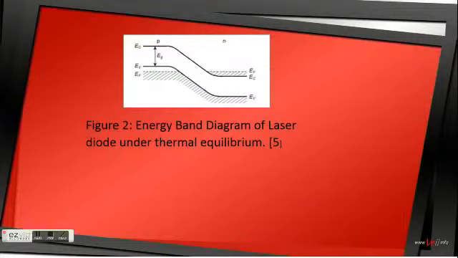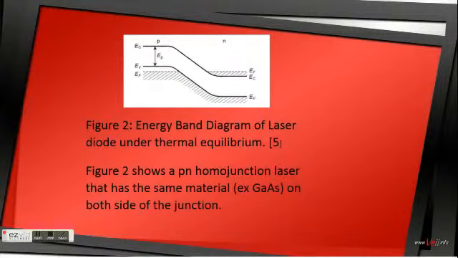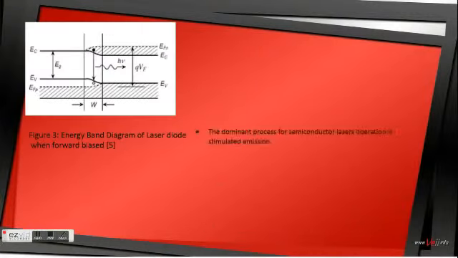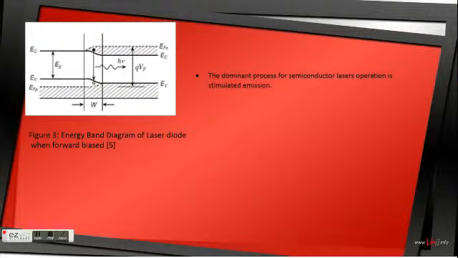Figure 2 is the energy band diagram of a laser diode under thermal equilibrium. Figure 2 shows a p-n homojunction laser that has the same material, for example GaAs, on both sides of the junction. Figure 3 shows an energy band diagram of a laser diode.